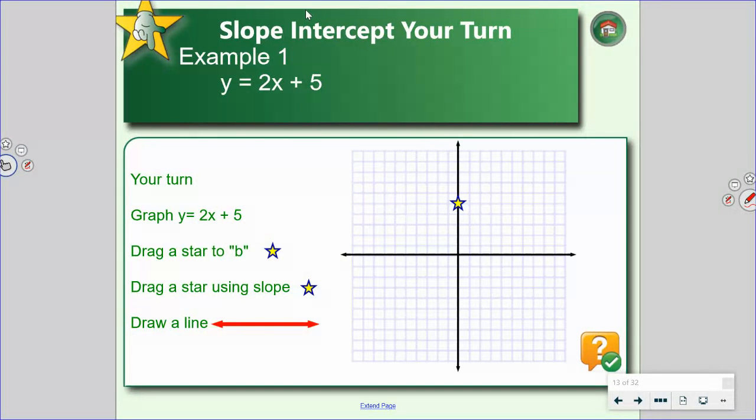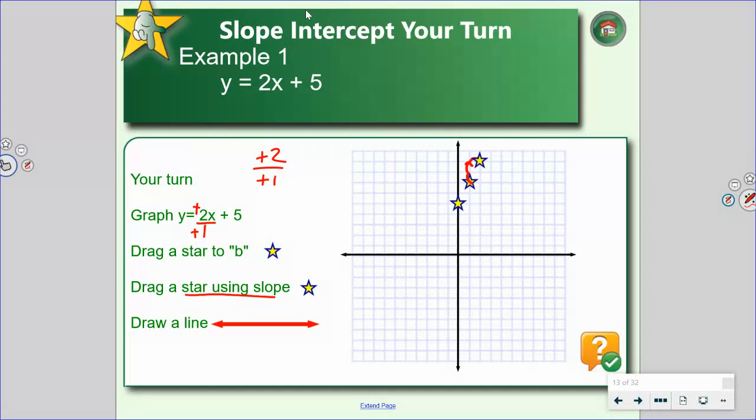All right, now we're going to drag a star using the slope, and the slope is very similar to the last example. So we have a rise of +2 and a run of +1. So let's go ahead with a little disappearing ink here. Rise of +2 and a run of +1. And we can now draw a new point. Let's do it again, shall we? Rise of +2 and a run of +1. And we have another point.